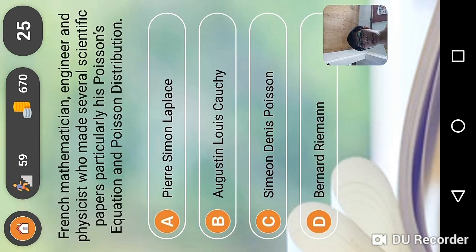French mathematician, engineer, and physicist who made several scientific papers, particularly his Poisson's equation and Poisson distribution. Simon Denis Poisson.